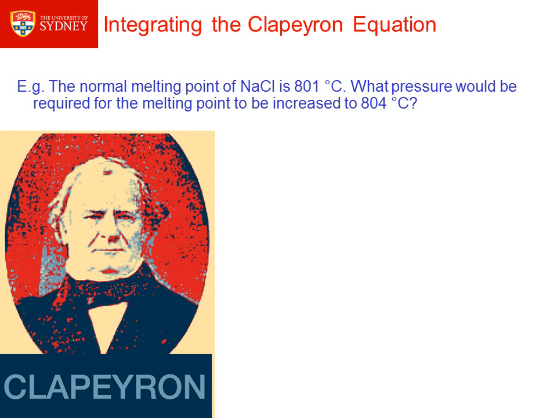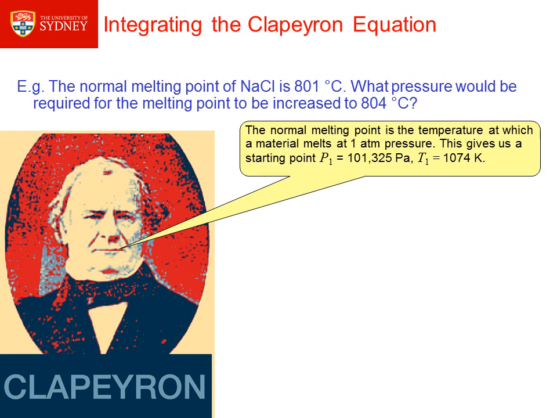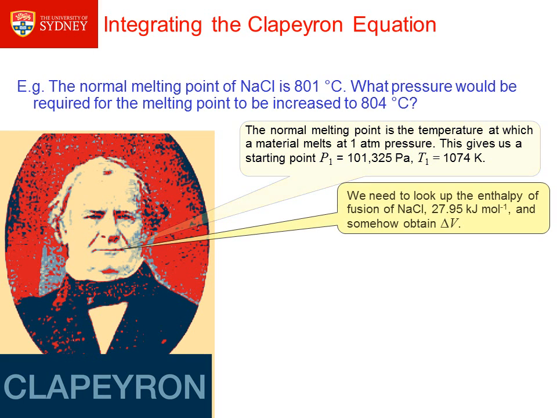Let's take an example. The normal melting point of sodium chloride is 801 degrees Celsius. What pressure would be required for the melting point to be increased to 804 degrees Celsius? The normal melting point is the temperature at which a material melts at 1 atmosphere pressure. This gives us a starting point. P1 equals 101,325 pascals, and T1 is 1074 Kelvin.